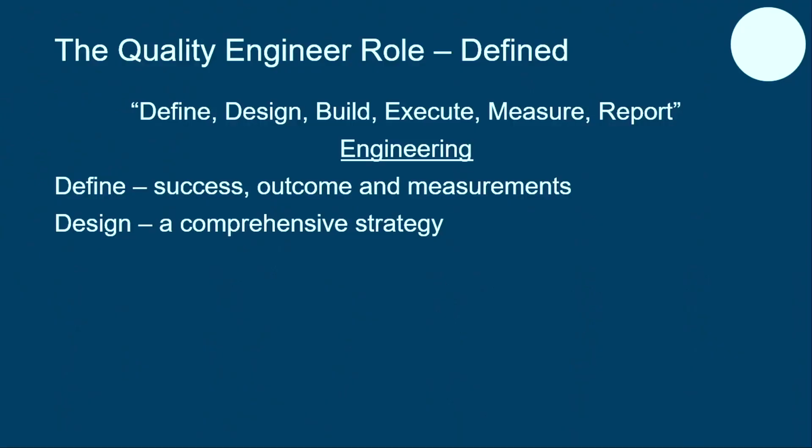The next one is we design. So we design that strategy. And again, sometimes it looks like a document, but most of the time it's us creating an outline of things that we need to do, picking up explicit and implicit information along the way, and actually designing that strategy based off of that first point of defining.